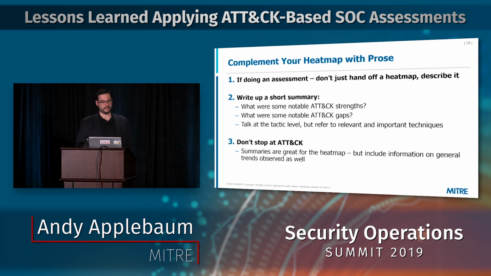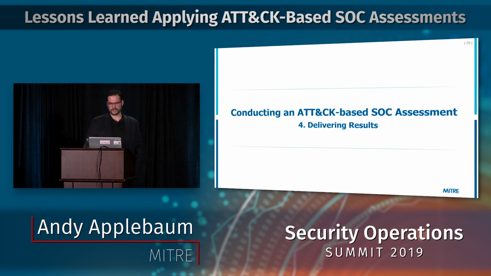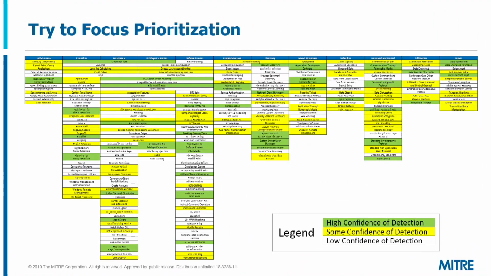And then the last one is don't stop at ATT&CK. If you're doing an assessment, include ATT&CK. It's great. Summaries are great for the heat map. But if you observe general trends as well, also talk about those. And then the last part of the assessment is delivering results. It isn't enough to just deliver a heat map like this and say, all right, we're done. We don't need to do anything.